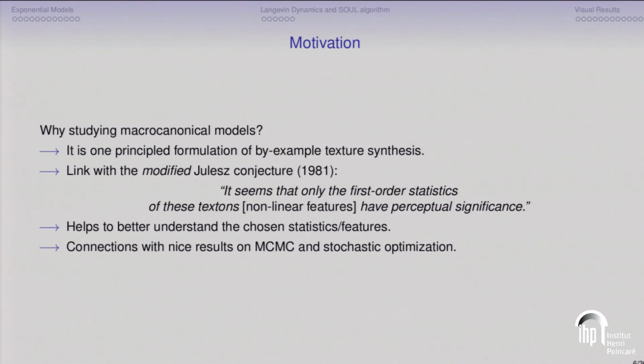Right. So why do we have to study macrocanonical models if they are so long? Well, in my opinion, there are several reasons for that. The first one is that I found it to be a strongly principled formulation of by-example texture synthesis. If you use the maximum entropy principle, which you can be critical of for texture synthesis, it gives an explicit form for the distribution, and then you can use a sampling algorithm and estimation algorithm, and you know where you're headed. And so afterwards, you can try to evaluate the precision of the sampling or the estimation procedure.